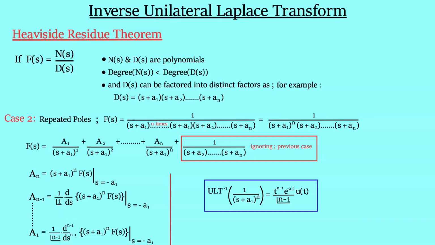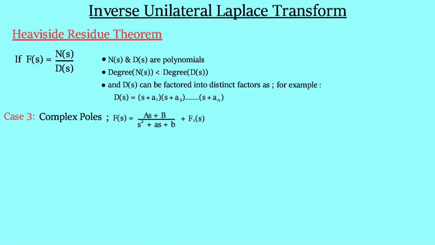The inverse unilateral Laplace transform of 1 divided by (s plus a1) raised to the power n is equal to time t raised to the power n minus 1 multiplied by exponential of minus a1 multiplied by time t into the unit step signal, the whole expression being divided by (n minus 1) factorial. By putting the different residues and converting them into the subsequent inverse unilateral Laplace transform, we can find the time domain signal of the Laplace transform function F(s).